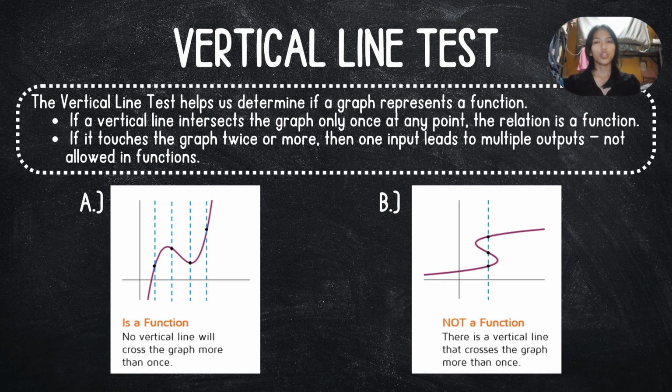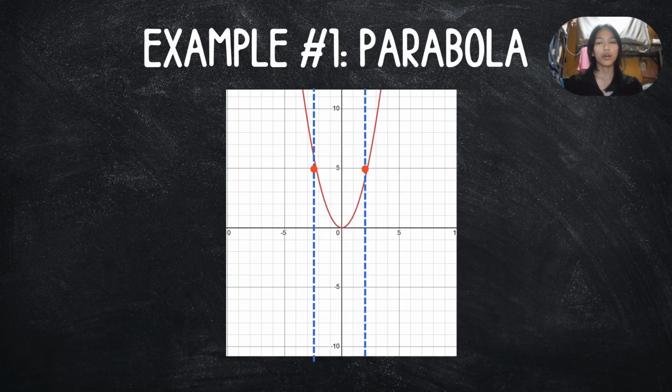Now, let's move on to the vertical line test. What is the vertical line test? The vertical line test helps us determine if a graph represents a function. If a vertical line intersects the graph only once at any point, the relation is a function. If it touches the graph twice or more, then one input leads to multiple outputs, which is not allowed in a function.